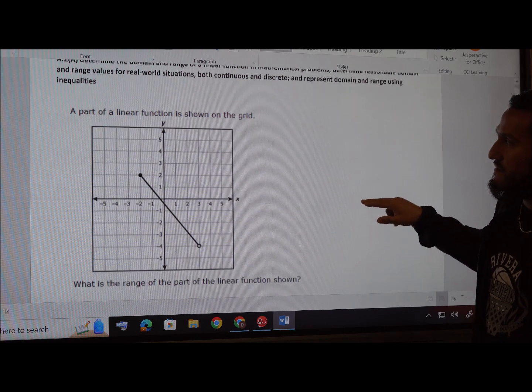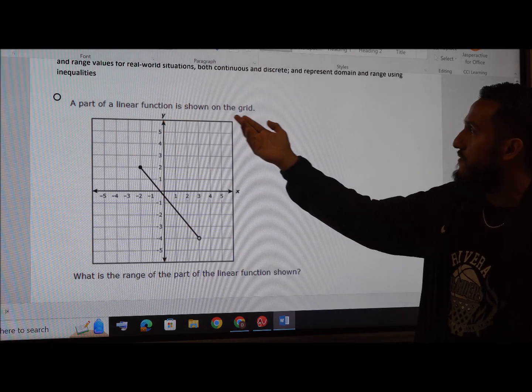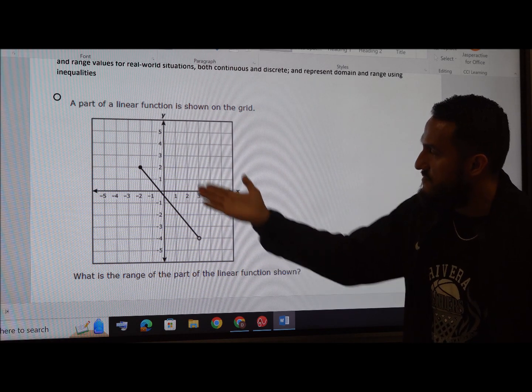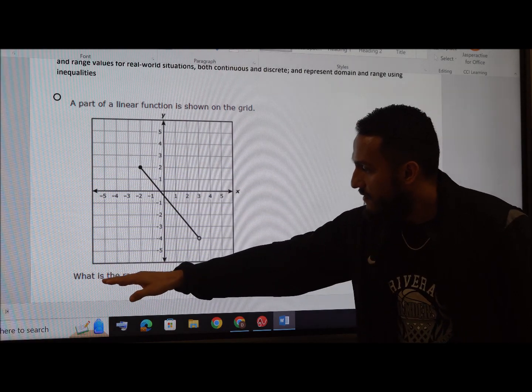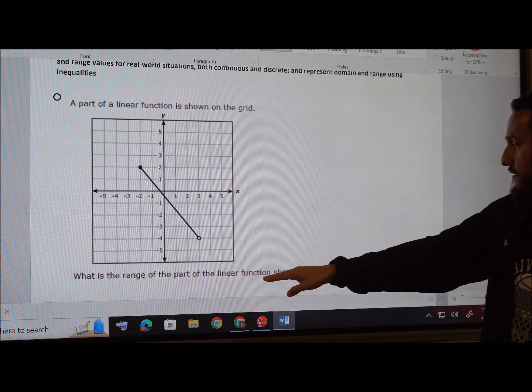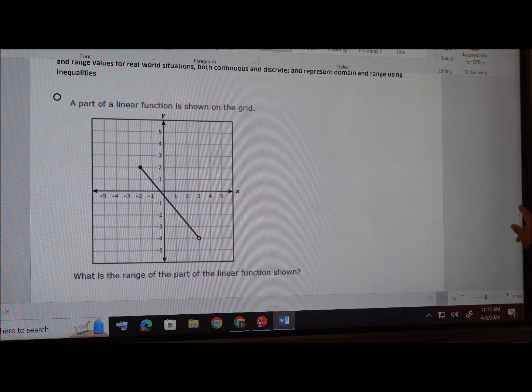So let's take a look at this example right here. It says here that a part of a linear function is shown on the grid. So here's a straight line. This is a linear function, and only a part of it was shown. If not, it would have continued forever. What is the range of the part of the linear function shown? The range. They're asking you for the range.